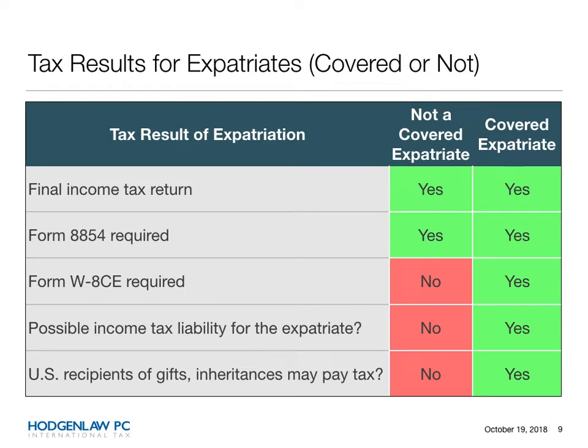Final tax return, Form 8854. The Form W8CE is not required. CE is code word for covered expatriate, so that's your clue. And critically, there's no problem with paying an income tax for the privilege of leaving the U.S. tax system, and there's no problem leaving inheritances to your U.S. heirs if that's what you choose to do when you die.